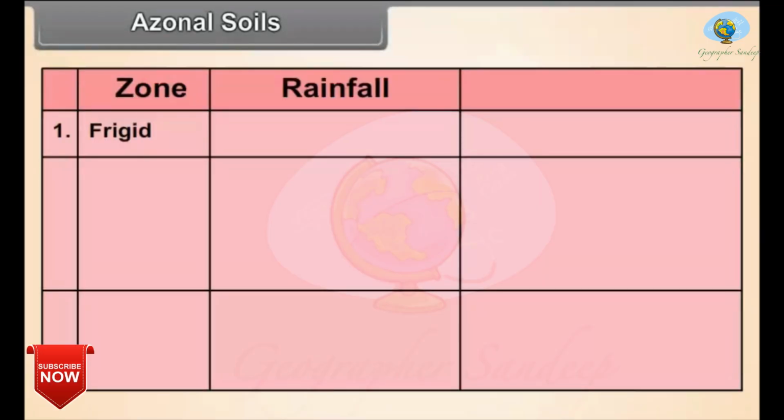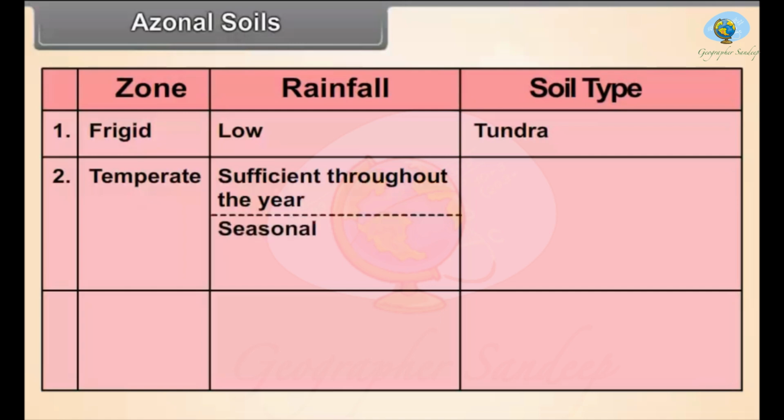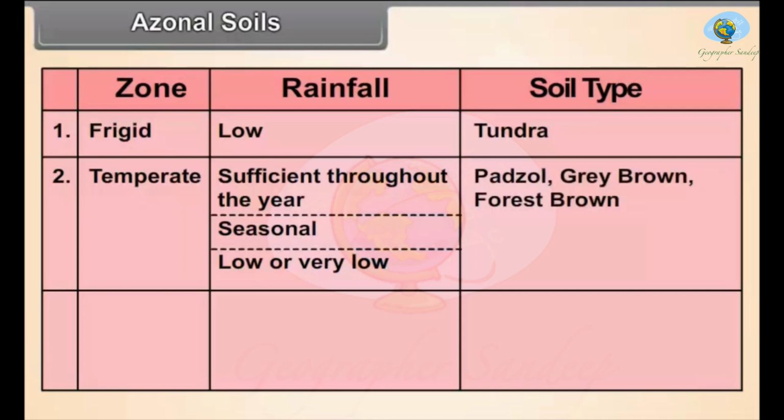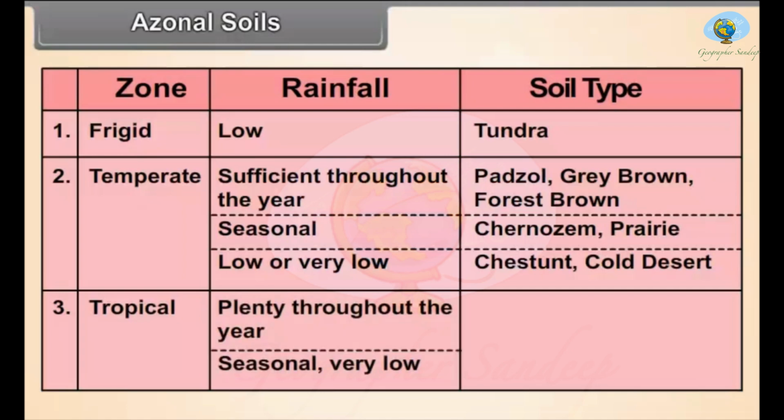Chart. Zone, frigid. Rainfall, low. Soil type, tundra. Zone, temperate. Rainfall, sufficient throughout the year, seasonal, low or very low. Soil type, podzol, grey-brown, forest brown, chernozem, prairie, chestnut, cold desert. Zone, tropical. Rainfall, plenty throughout the year, seasonal, very low. Soil type, tropical red, laterite, regur, red desert.